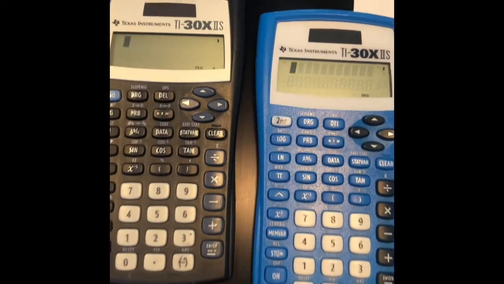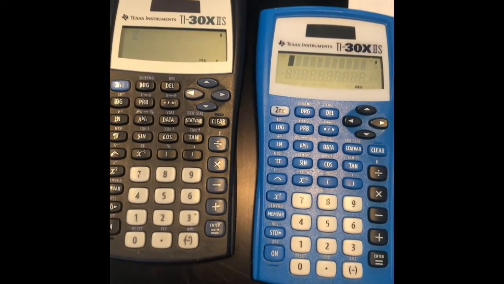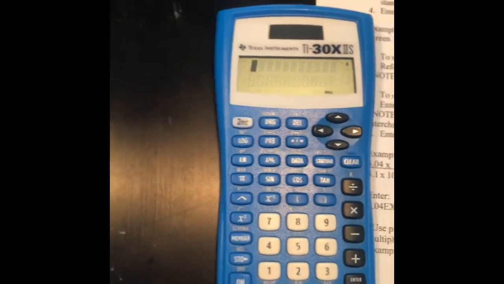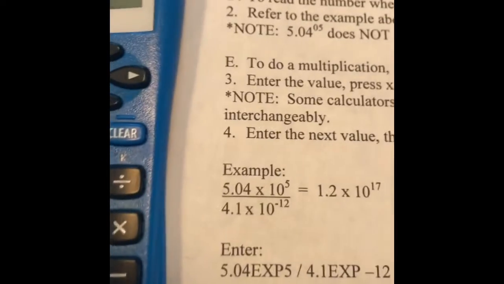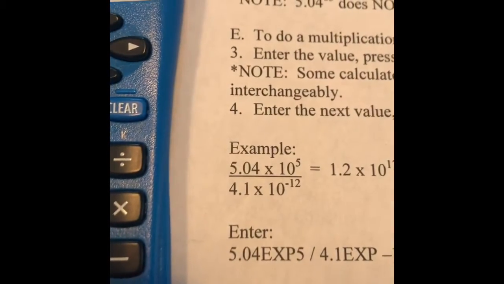Okay, now I'm going to show you how to use this calculator. There's two of them that are different colors, so I'm just going to pick one of them. They come in a whole bunch of colors. So we're going to learn how to type scientific notation in. Here's the problem that we're going to do.